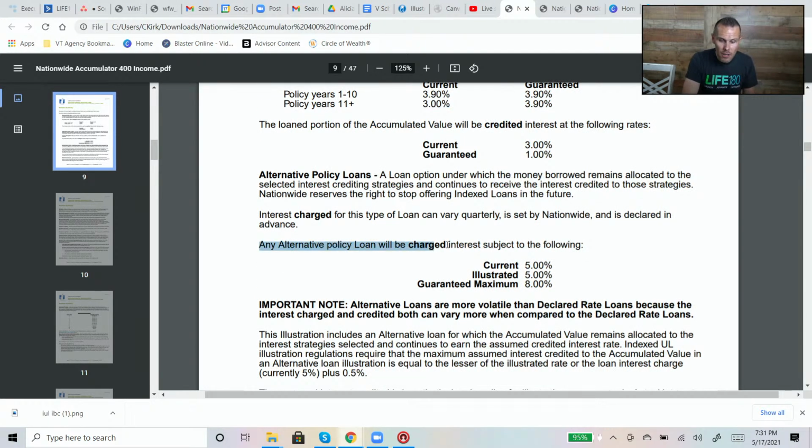Now, any alternative policy loan charge will be charged current of 5%, illustrated 5%, maximum 8%. Now, they don't let me illustrate this with an assumed 8% policy loan. But the bottom line is, this is the strategy that they're using for the arbitrage built into the IUL. They're saying you're going to pay 5%, but you're going to earn up to 10% if that's the cap rate. So, downside protection, upside potential.